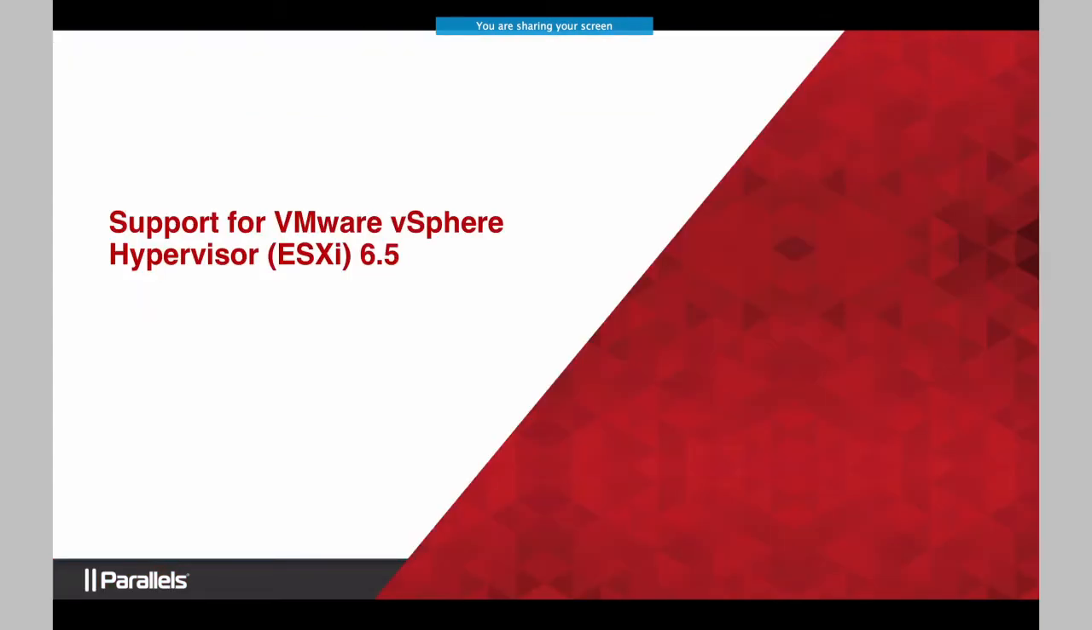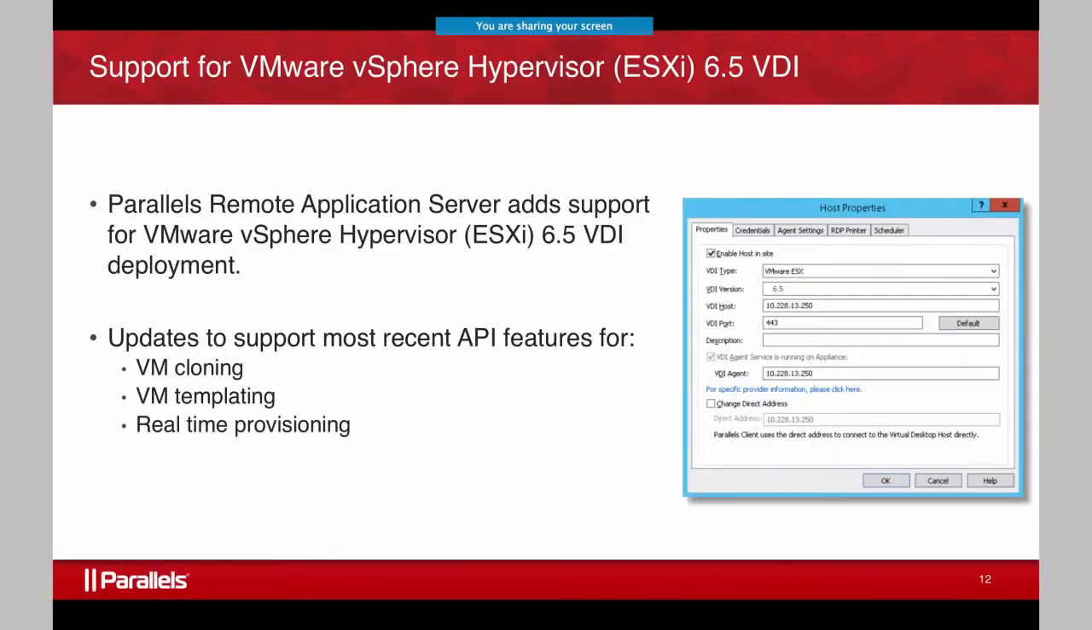On the backend side, support for VMware vSphere ESXi 6.5 was one of the big highlights in this particular version. So VM cloning, templating, and real-time provisioning for VDI is now supported on VMware ESXi 6.5.